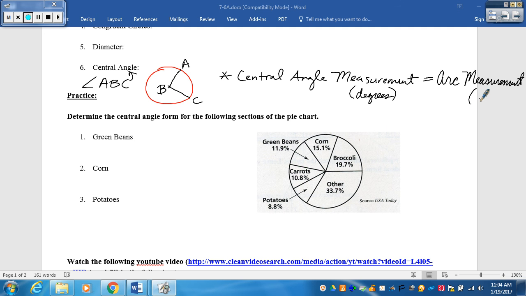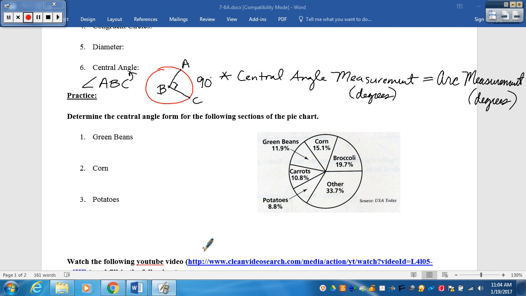Okay? And again, the arc measurement is also in degrees. So if you know one, you know the other. They're interchangeable. And so if I go up here and say, well, this angle is 90 degrees, what do we know about this arc measurement? Well, it's also 90 degrees as well.